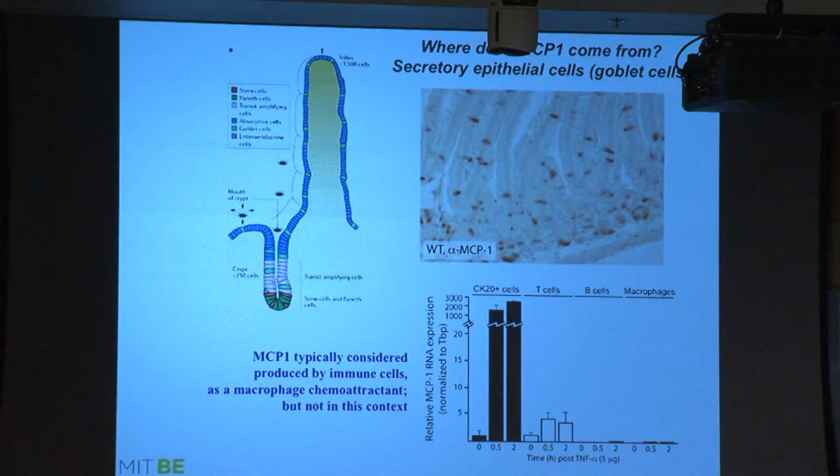Well, no. For folks in the field, it's typically considered to be produced by immune cells as a macrophage chemoattractant. Turns out in this context, it's neither of those. It's mainly made by the epithelial goblet cells, and you can see this by taking out and looking at message at the various cell types. And it really doesn't do anything to change the macrophage levels. And we've dug into these things. So neither of the classical things is what's operative in this particular model. So it's made by epithelial cells, not by immune cells, and it really doesn't affect macrophages.